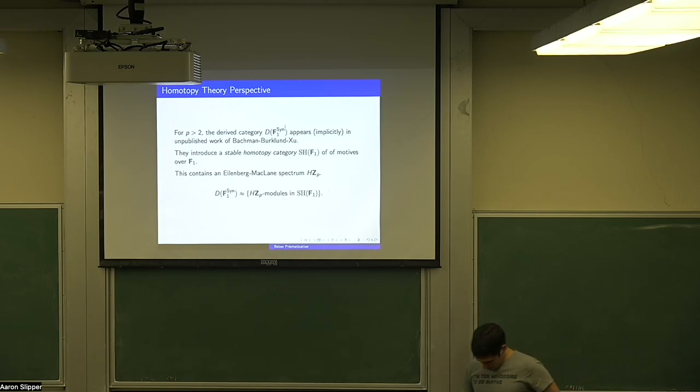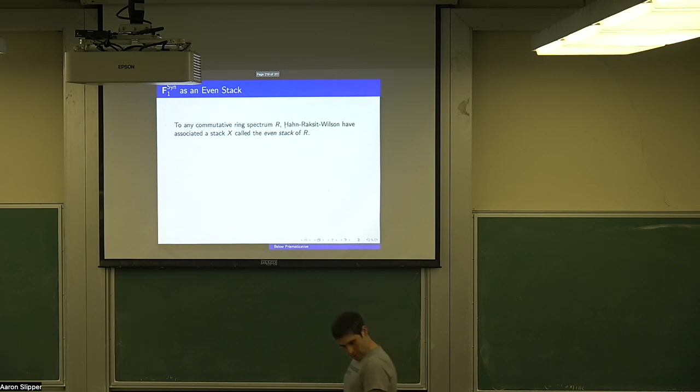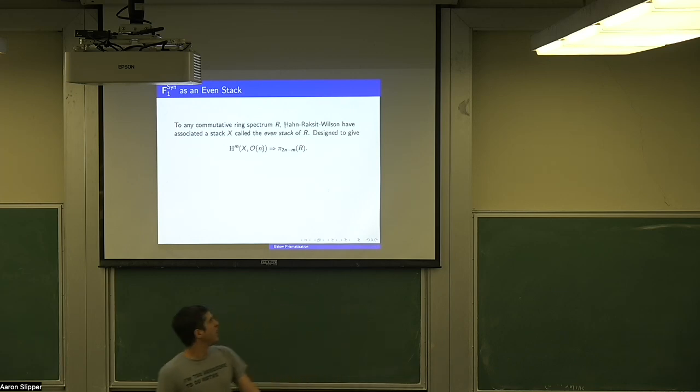Okay, so while we're on the subject of homotopy theory, let me mention an unrelated relationship that F1 syn has to homotopy theory, which is that it appears in the theory of the even filtration. Hahn, Raksit, and Wilson have introduced a construction where you input a commutative ring spectrum R, and it outputs an algebraic stack, what they call the even stack of R. In good cases, it's a mechanism that you can use to compute the homotopy groups of R. There's some spectral sequence where you start with the cohomology of that stack, with coefficients in certain line bundles, and it converges to the homotopy groups of R.